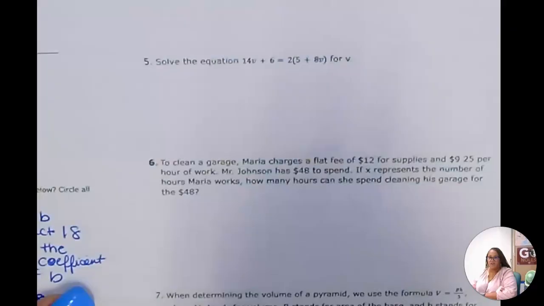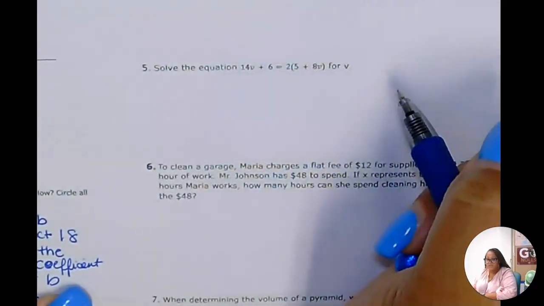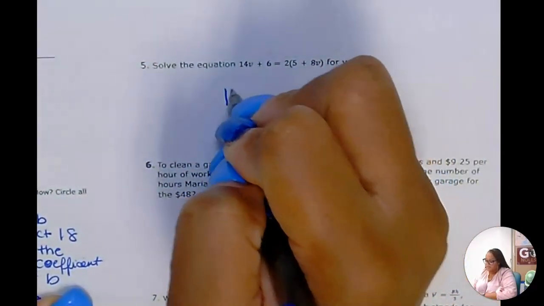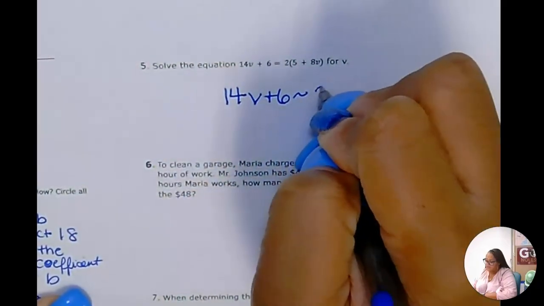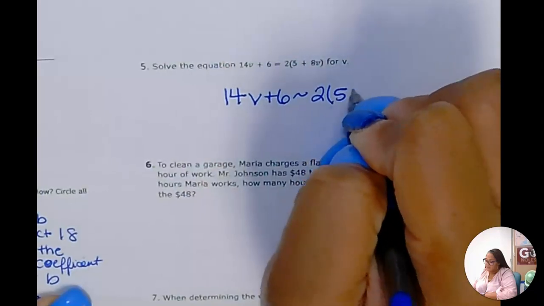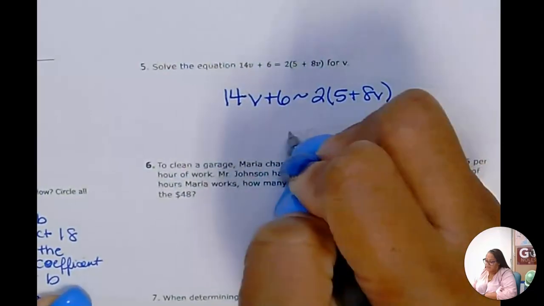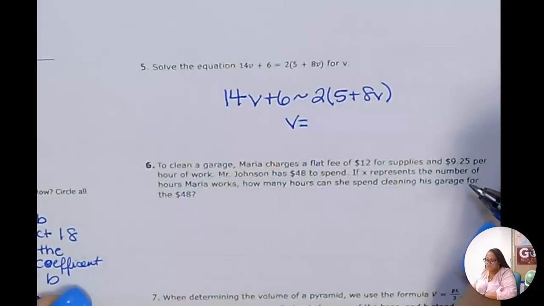Number 5, solve the equation. So here, this would go straight into Desmos. I can keep the v. It'll be 14v plus 6 tilde 2 times the sum of 5 and 8v. And then I'll find out what v is.